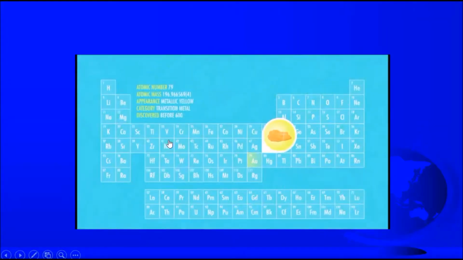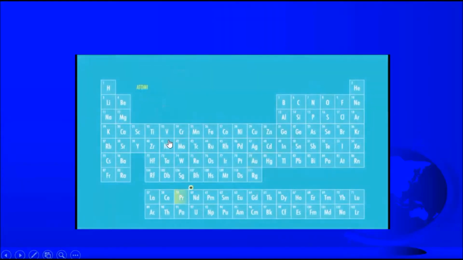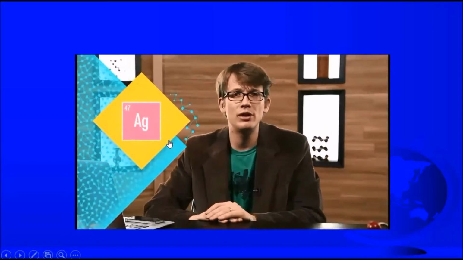The number of protons in an atom determines what element it is. 79 protons, always gold. 59 protons, always praseodymium. The number of protons in an element is its atomic number. It sits right on top of the box in the periodic table because that is the element's defining trait. So an atom of silver with 47 protons in its nucleus is always an atom of silver.